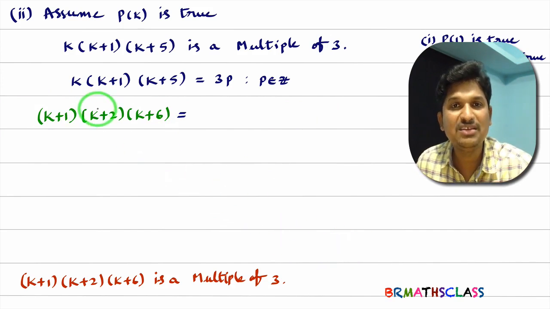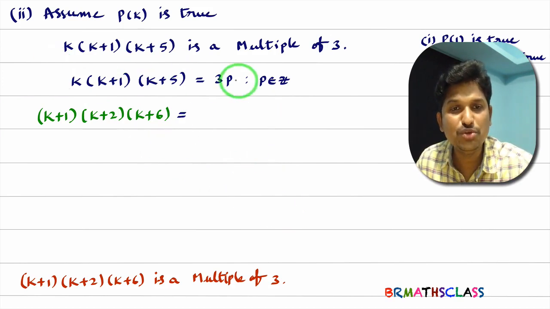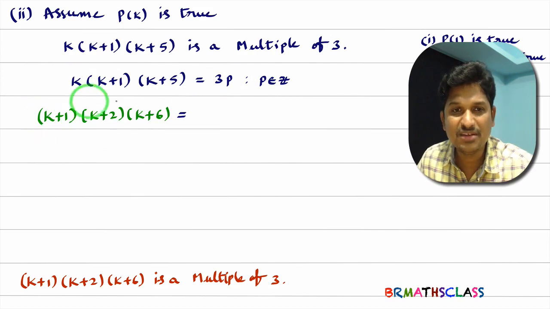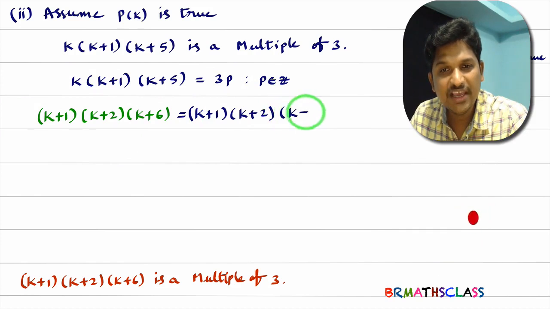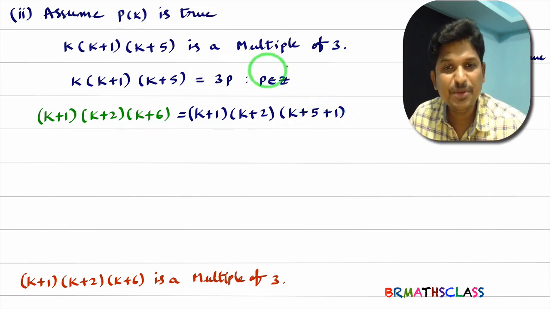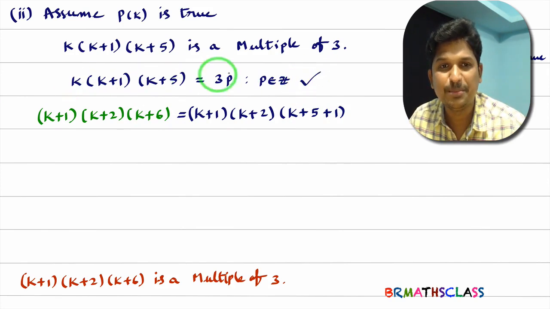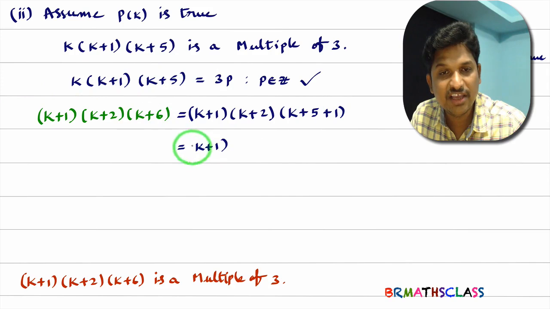I am trying to prove that this is a multiple of 3. In the process of proving it is a multiple of 3, I am going to use this statement. As we assumed P of k is true, I am going to use this statement. Okay. You see the tricky part of this solution. k plus 1 into k plus 2 into, these things I have written as usual. k plus 6, I'll write as k plus 5 plus 1. Why have I written like this? Because my intention is I want to use this step. In this step, k plus 5 is there. So that's why I have written k plus 6 like this. That equals k plus 1 into.